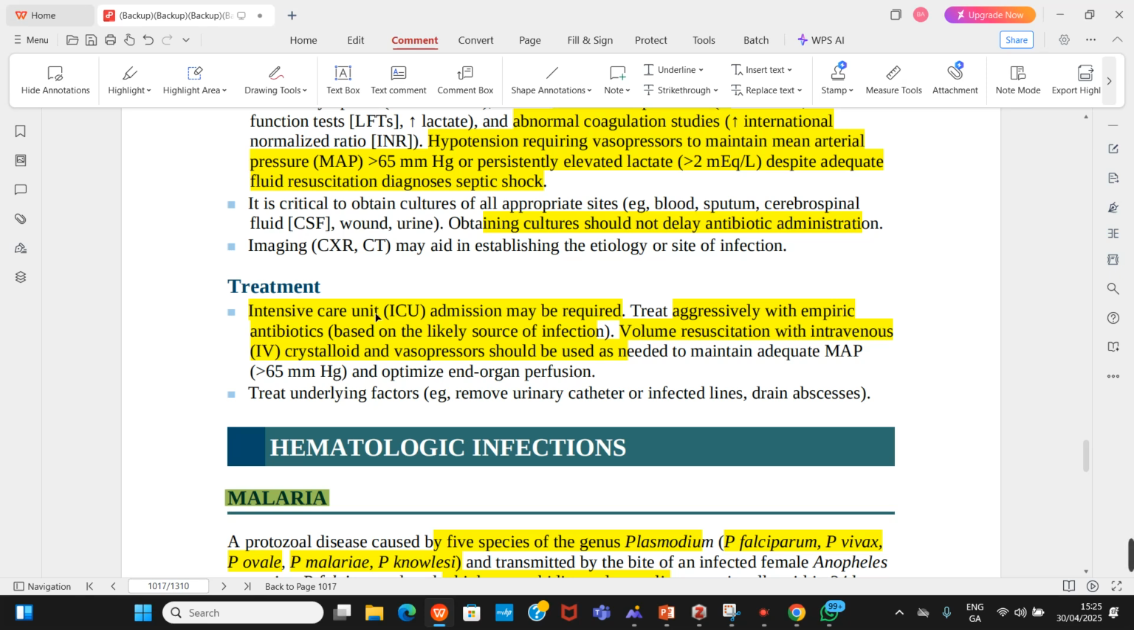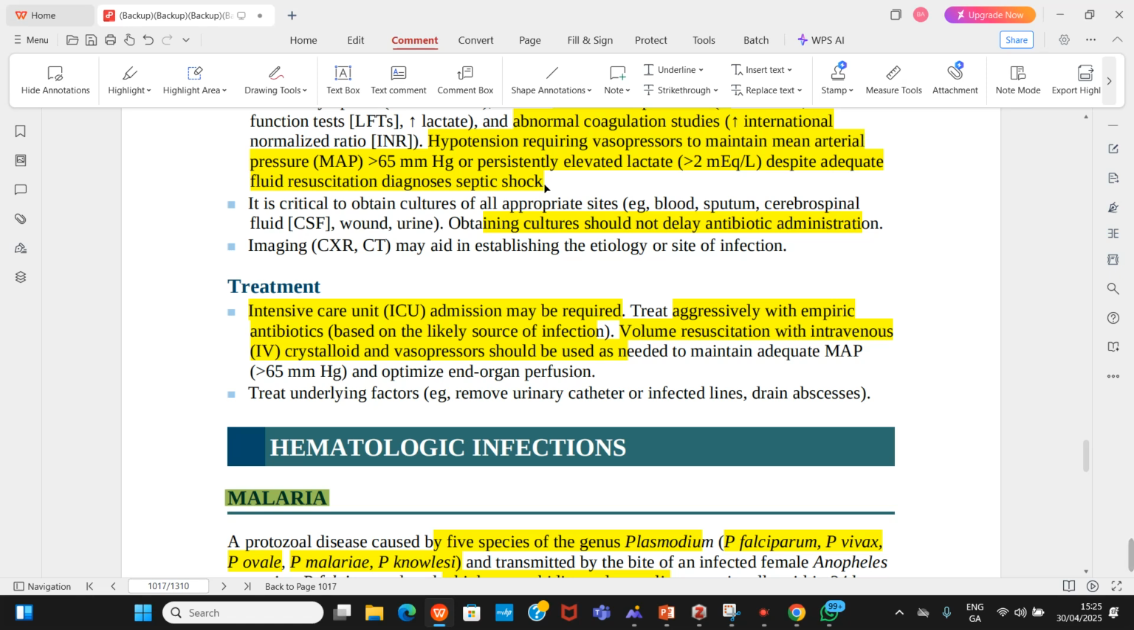So sometimes they might need ICU admission, in which you continue to give them empiric antibiotics, continue to give them fluids, and of course place them on vasopressors to keep maintaining the blood pressure more than 65 millimeters of mercury and optimize end organ perfusion. If there are any underlying risk factors, just remove the catheters, drain the abscess, so that the condition can resolve. So don't forget, the mainstay of septic shock is just to give fluid, continue maintaining the fluid, obtain your cultures, give your broad spectrum antibiotics and vasopressors to maintain your MAP.